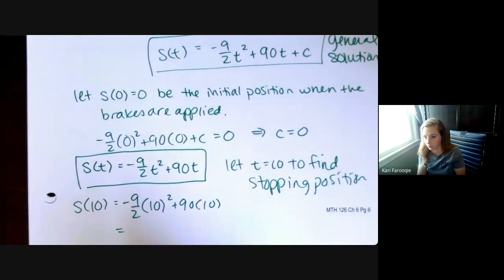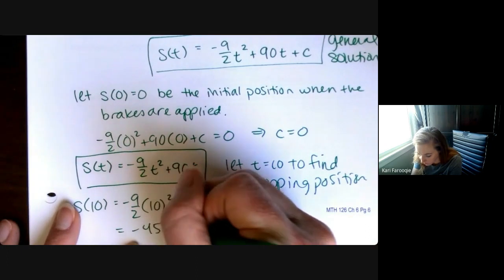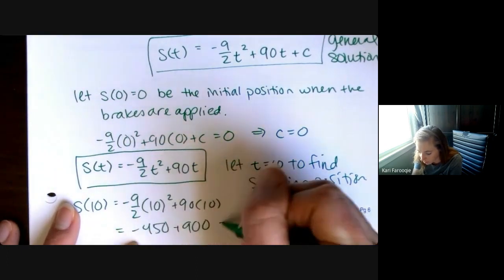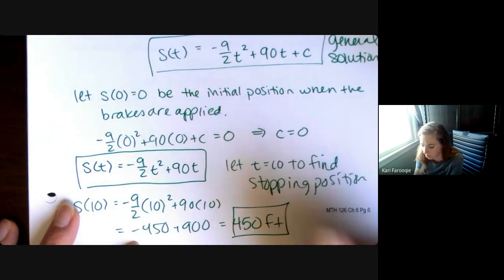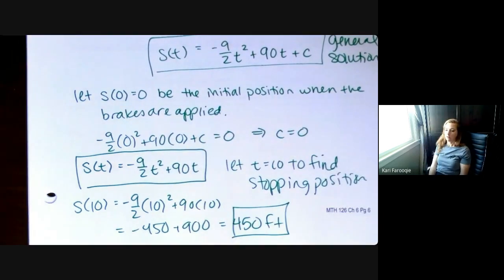Okay, so this will be 900 divided by 2, that's negative 450, plus 900 is 450, and that's its position, that's going to be the answer in B. Okay, so that one was kind of tricky. There's a little bit more to figure out with that one, but that's it.